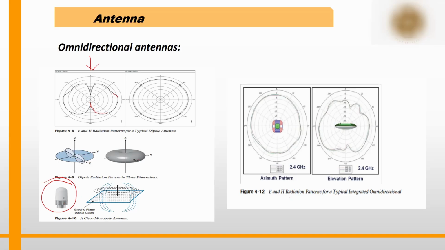Okay, Cisco monopole antenna, small antenna. You can see this one, integrated omnidirectional antenna, and this is one of the antenna's azimuth charts. Okay, when you look from the side, it looks like this, radiation. When you look from the top, it looks like this.